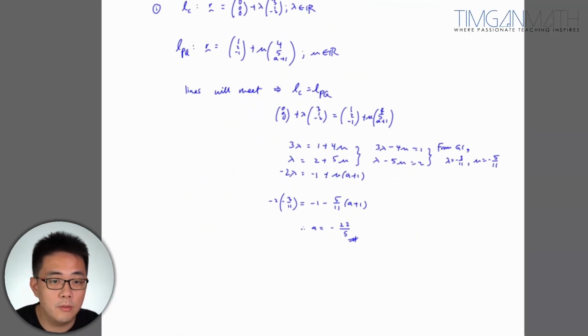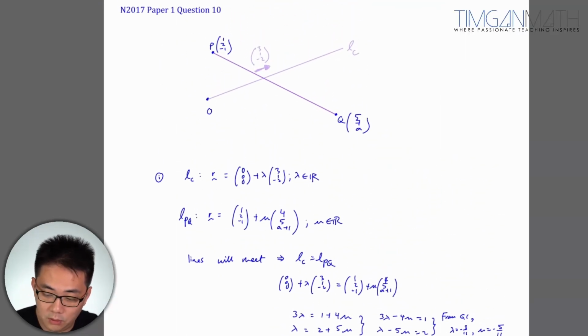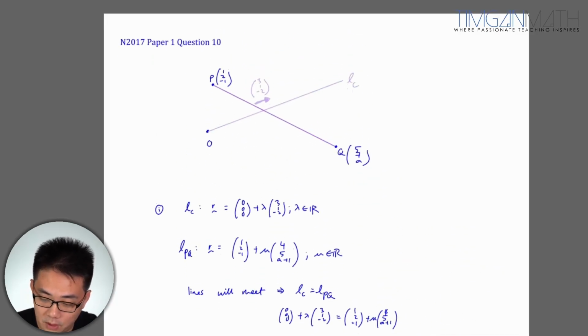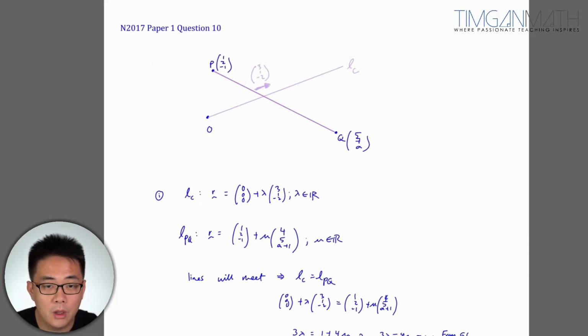So let's look at the subsequent part. To ensure that the cables do not meet, so you don't want them to meet, you want them to be skew, right? When they meet, A is minus 22/5, but in order for them not to meet, you can use any other A value. So A equals minus 3 is being used. The engineer wishes to connect each of the points P and Q to a point R on C. So I'm just going to draw a new diagram and see how this would work.